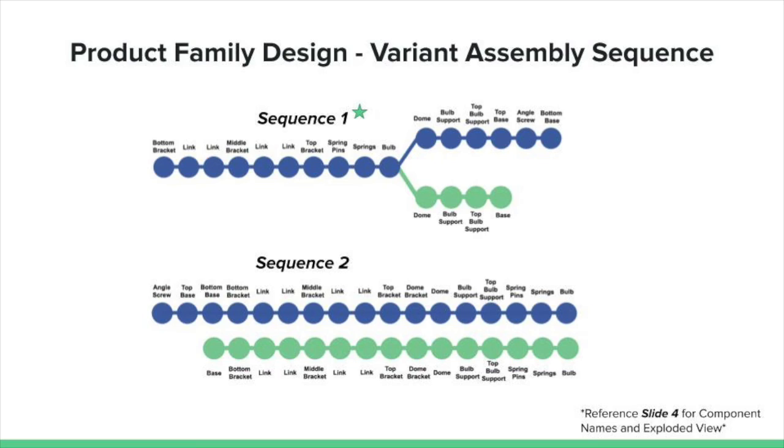Lastly is our variant assembly sequences. Sequence 2 has no delayed differentiation, as the very first component in the sequence is different for each variant. Sequence 1 solves this problem by delaying the assembly of the dome or base to be as late into the sequence as possible. For this reason, and those stated earlier, we prefer assembly sequence 1.